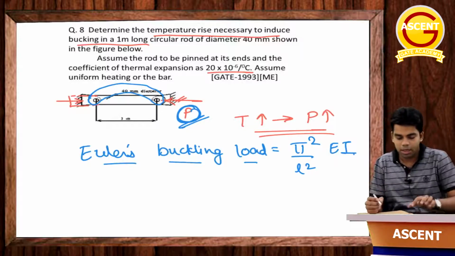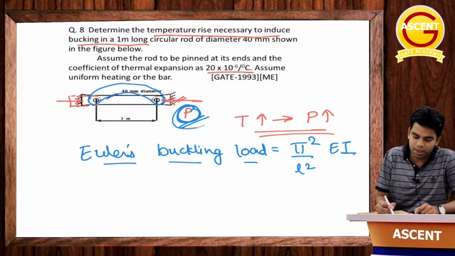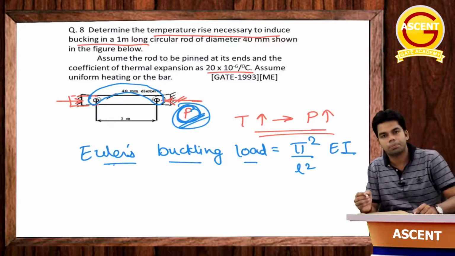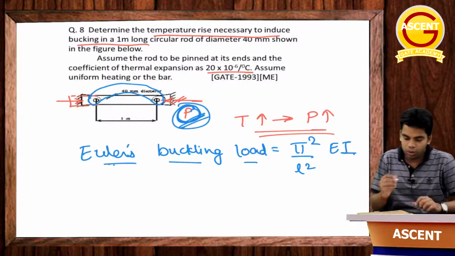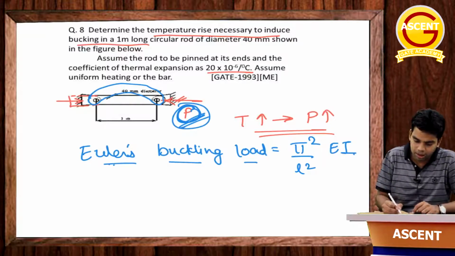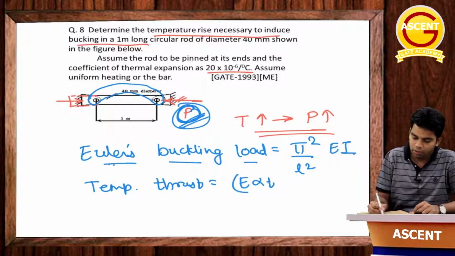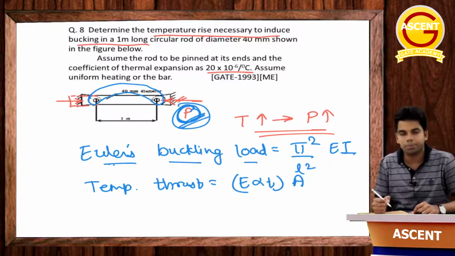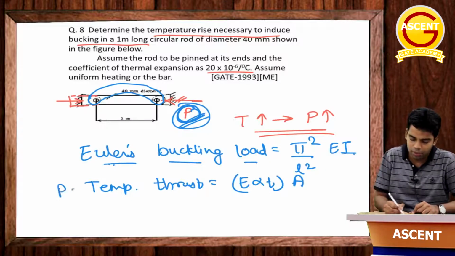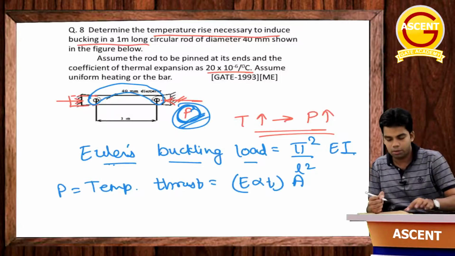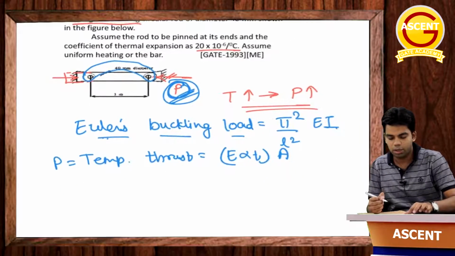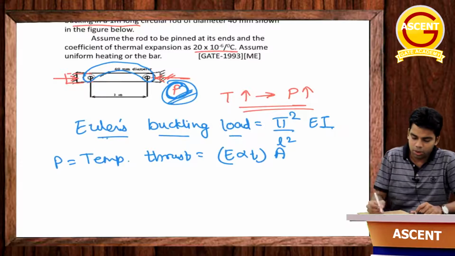That means the thrust P that is acting because of the temperature change should be equal to this Euler's buckling load. And what is the value of P, the total temperature thrust? Stress, as we know, is Eαt, and force is nothing but stress into area. So this force P, which is called the temperature thrust, will be equal to Eαt into area. Getting this now? Just equate this.